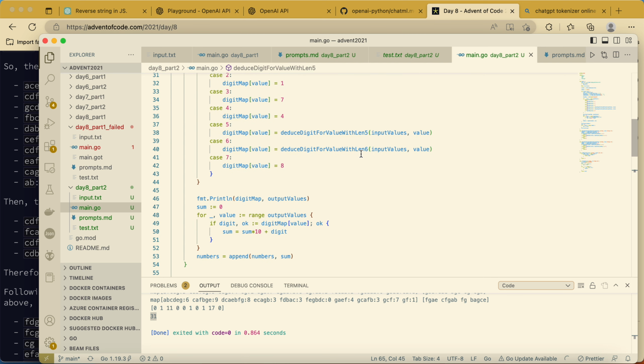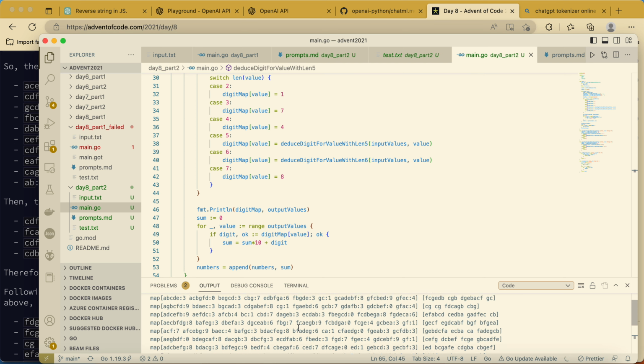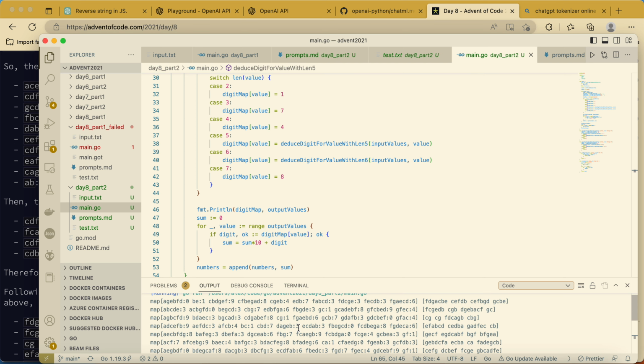What might be wrong here? Why do I have 3 so many times? I have my 1, 4, 7 and 8 correctly. Here, I should not have 3, and that worries me some.